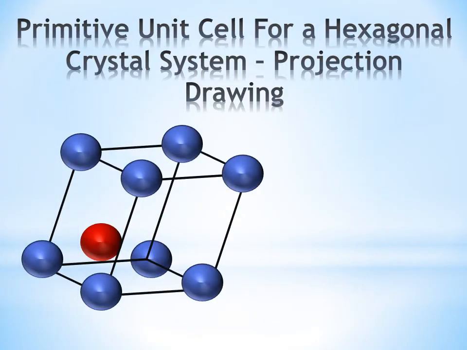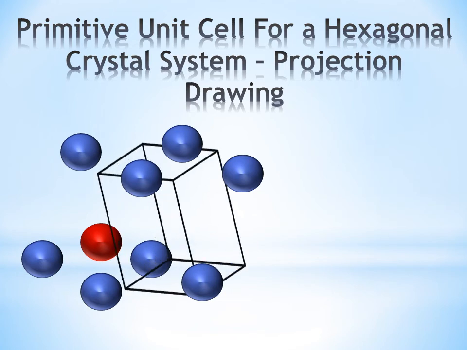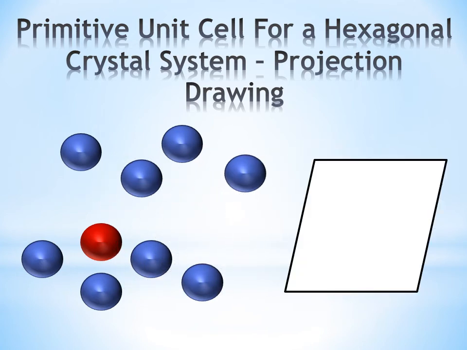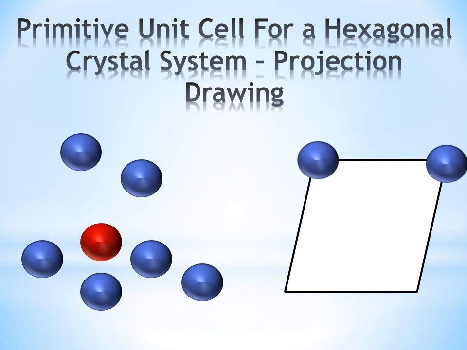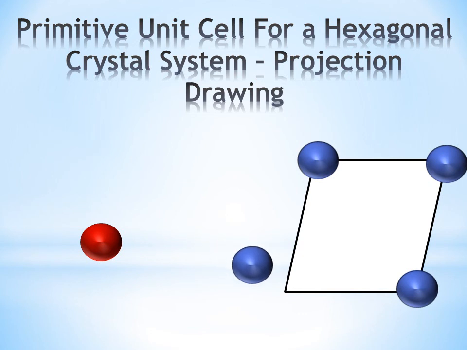Now that we have the 3D unit cell structure for a hexagonal crystal system, we can turn this into a projection drawing just as we did for a cubic crystal system. So each of the atoms on the corners of the hexagonal unit cell then sit on the corners of the rhombohedral that we can see here to the right, and these have the levels 0 and 1.